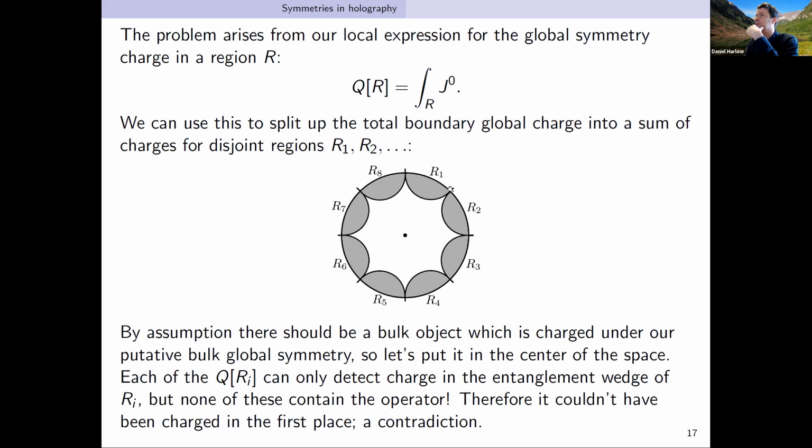And so the charge in this region can't know about whether this operator is there or not, because it's not in this shaded region. So it can't know whether it's charged or not. But actually that's true for the charge in this region and the charge in this region and the charge in this region and so on. So each of these charges has to commute with the operator. But then if they all commute with the operator, then their sum has to commute with the operator too. And then it can't be charged, right? Then it's not charged, and that's a contradiction because we assumed that it was charged.